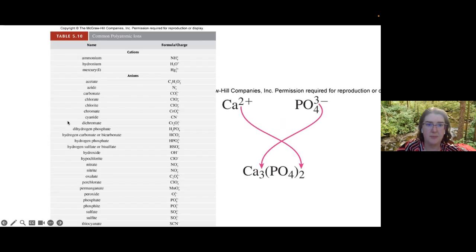So mercury, there are 2 versions of mercury, but the one that you do need to know is mercury 1, which basically is 2 atoms of mercury together with a +2 charge. It's on your polyatomic ions list, though.